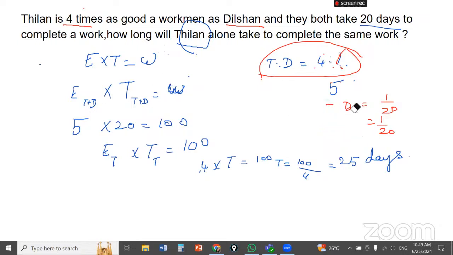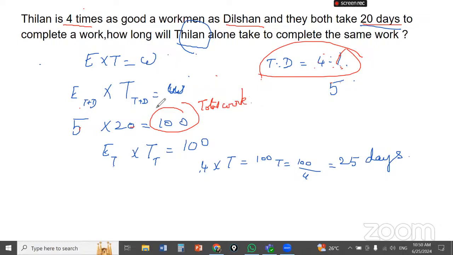This is the formula for efficiency. Efficiency into time taken is equal to total work done. This is what we saw in the beginning of the slides itself. So this is the first part. I'm taking the total efficiency and then the total time taken, because they have given the total time taken as 20 days and the total efficiency is 5. We got it from the ratio. So total efficiency times the total number of days gives the total work that has to be done. So 5 times 20, that is 100. 100 is the total work that has to be completed.